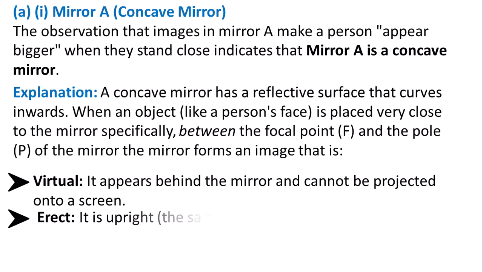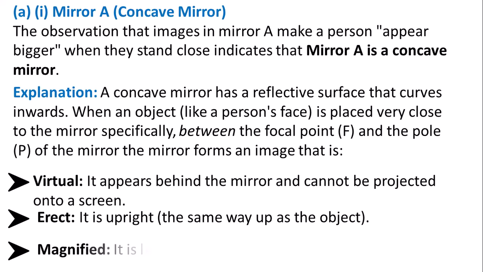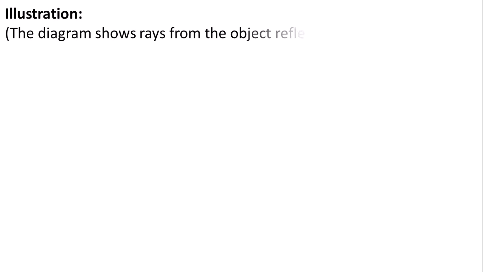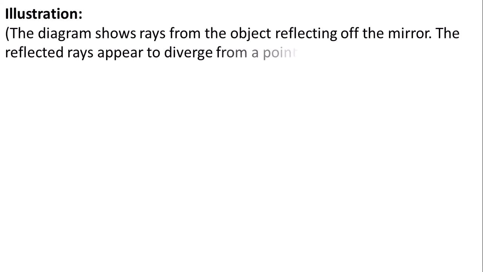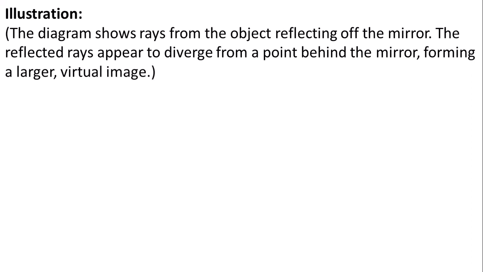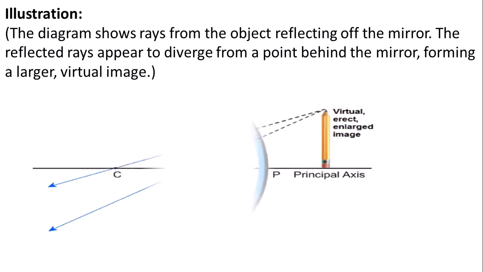Erect. It is upright, the same way up as the object. Magnified. It is larger than the object. Illustration. The diagram shows rays from the object reflecting off the mirror. The reflected rays appear to diverge from a point behind the mirror, forming a larger virtual image. The ray that passes through the center of curvature to the head of the object is reflected back through the same path, and the ray that passes on top, after reflection, passes through the focal point.